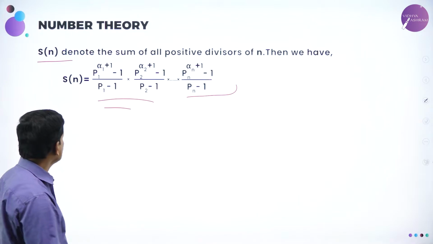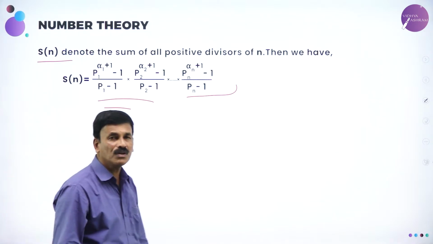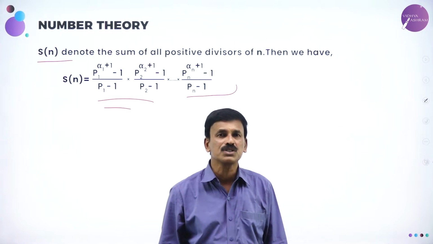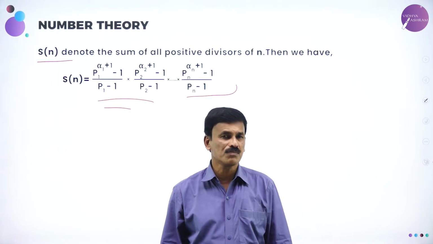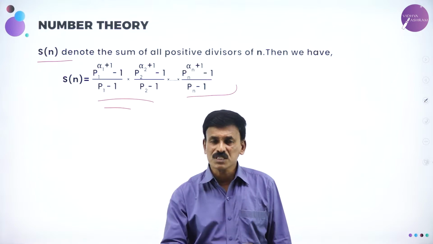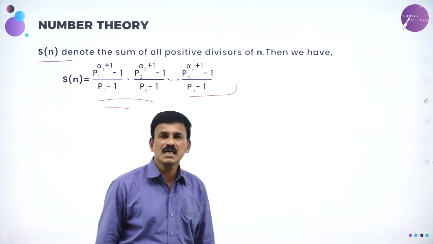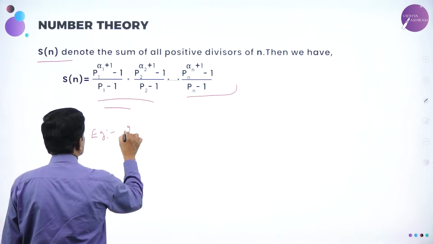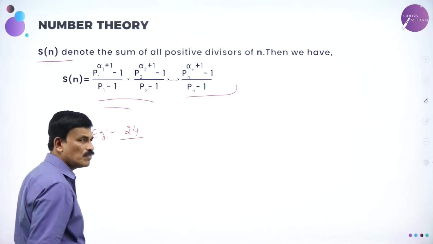Okay. Now this is how we are going to find the sum of all positive divisors as well as the number of positive divisors of the given composite number. Now let me take one small example. Now let us consider 24, for example, if 24 is a composite number.